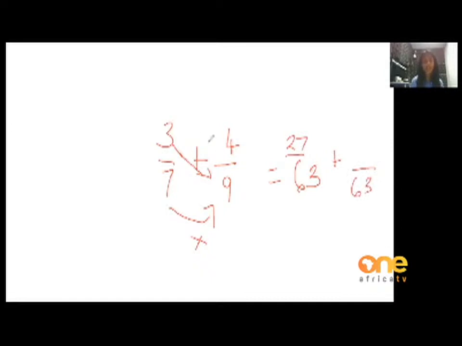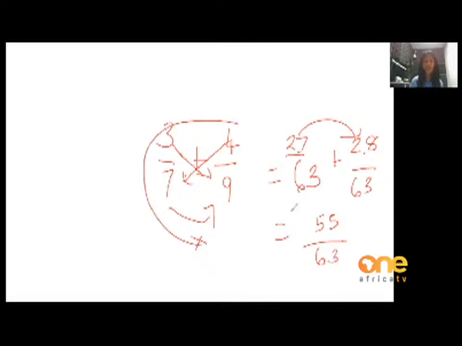Then I say 4 multiplied by 7. And 4 multiplied by 7 is going to give me 28. And so I add these two up, and 27 plus 28 is going to give me 55 over 63. So if I have to add fractions, I have to first start off by making sure that the denominators are the same. Well, that applies for adding or subtracting.